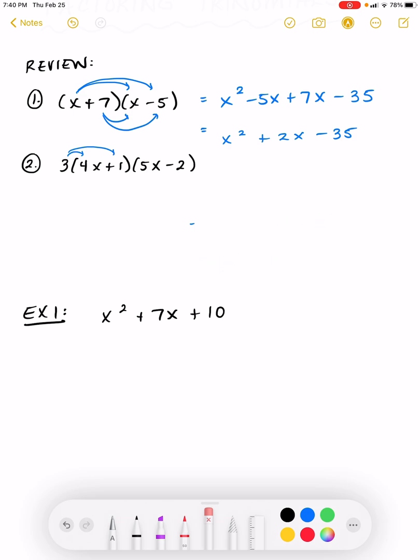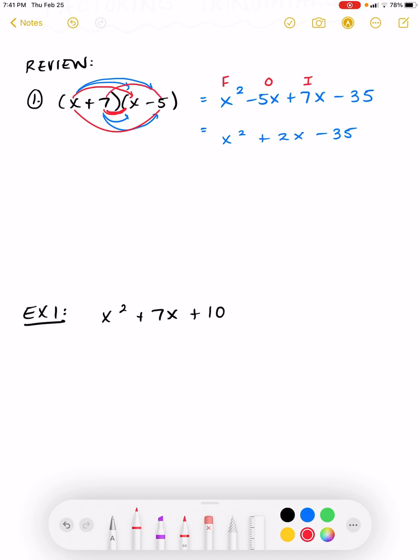So I'm going to come up to this first review problem that I did, and I want you to look again at when we multiplied this. Do you remember teachers ever talking about FOIL? What happens when we FOIL is this first term right here is the F. It's what happens when you multiply the first terms. This term right here is what we'd call the O. It's what happens when you multiply the two outside terms. Then this would be the I. It's what happens when you multiply the two inside terms. And finally, the L is what happens when you multiply the last terms.